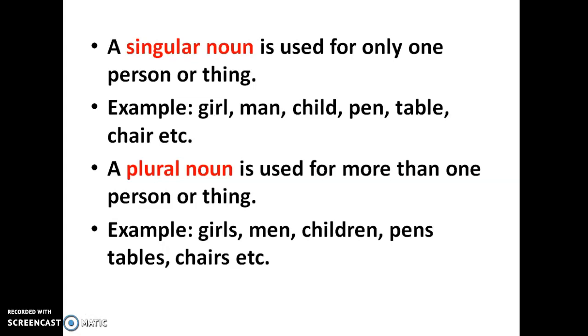A plural noun is used for more than one person or thing. Example: girls, men, children, pens, tables, chairs, etc. So that means more than one. When you have more than one pen, you will call it pens. Okay, that's the difference between singular and plural noun.